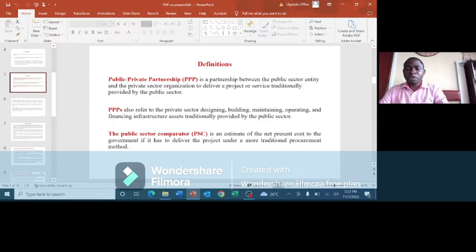To start with, the definition of the public-private partnership. This is a partnership between the public sector entity and the private sector to deliver projects or services traditionally provided by the public sector. Then the public sector comparator, this is an estimate of the net present cost to the government if it has to deliver a project under a more traditional procurement.